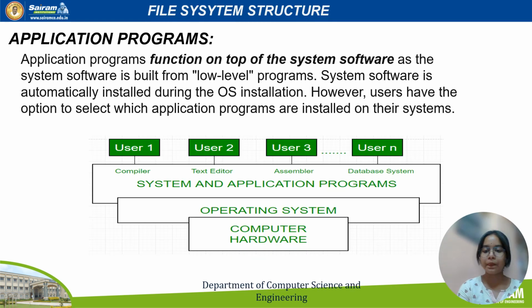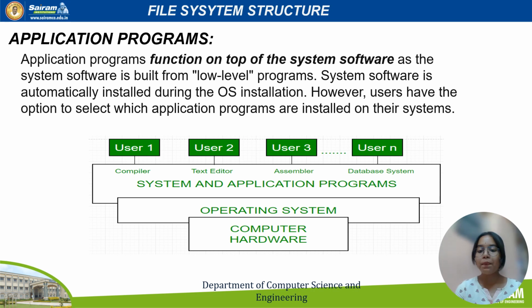Now, as I said, it is a layer by layer approach. Now let us see what those layers are. We will go into detail and get to know the layers. First is application programs. Application programs function on top of the system software. As the system software is built from low-level programs, system software is automatically installed during the OS installation. However, users have many options to select which application programs are installed on their own systems.